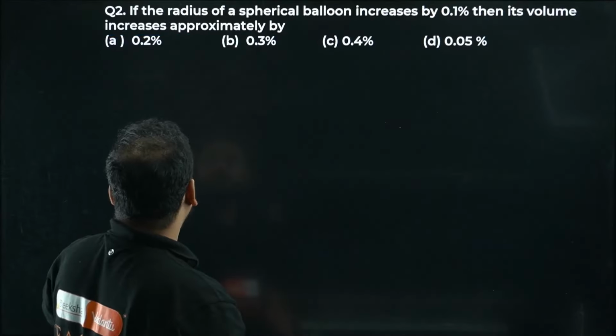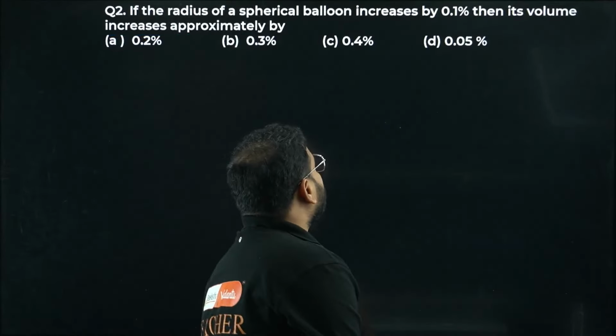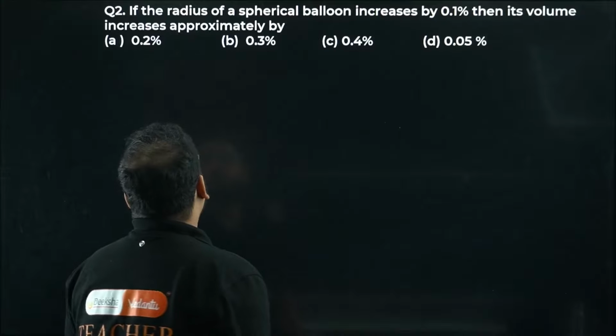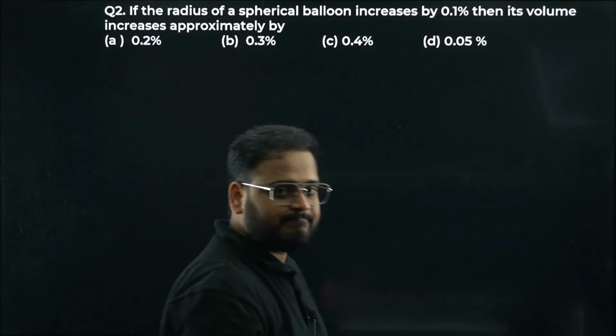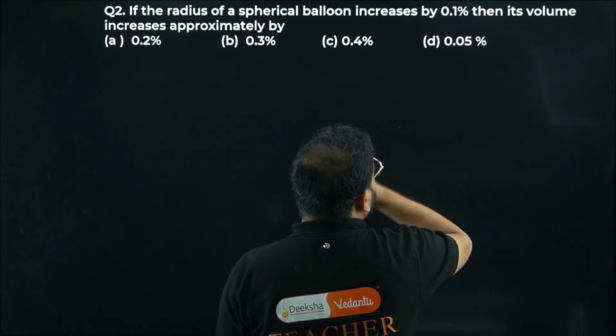Okay, let's move on to the second question. If the radius of a spherical balloon increases by 0.1%, then its volume increases approximately by how much? Think. What have they given?